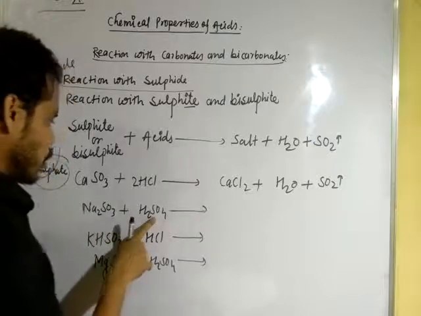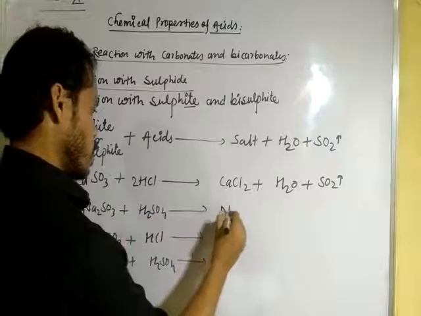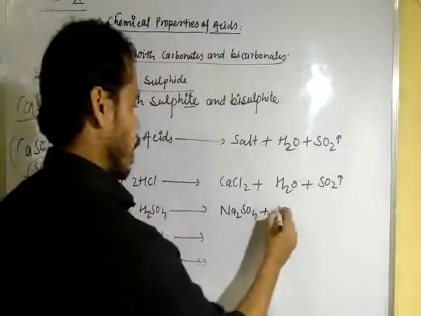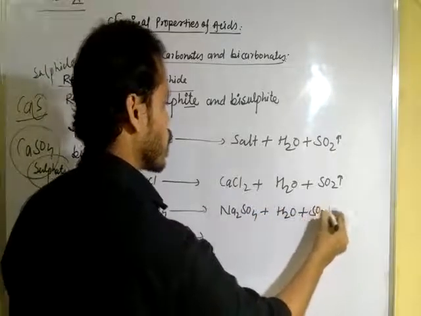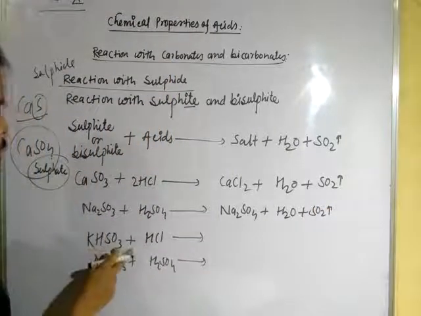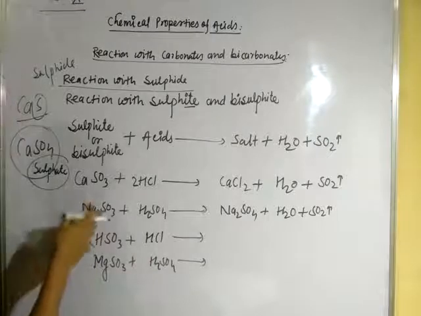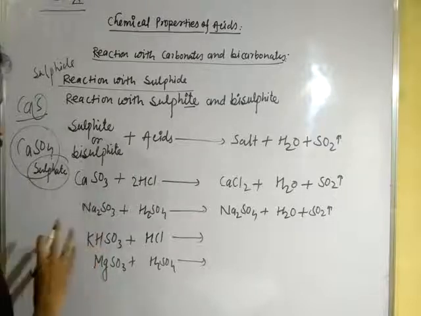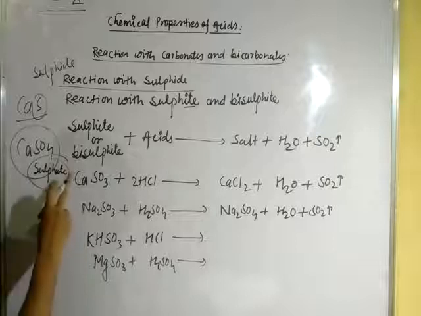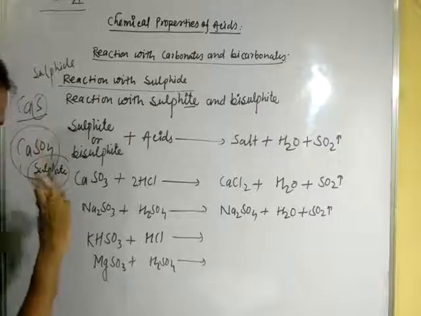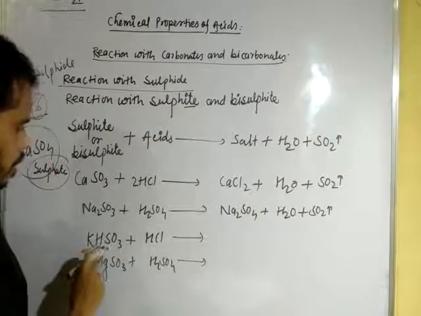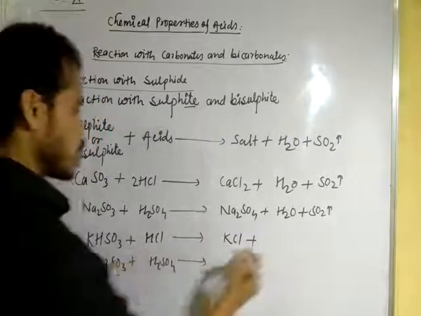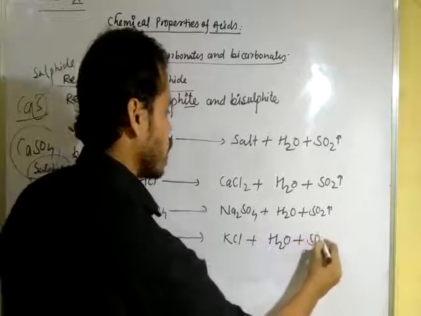This is the reaction. Now one by one we are doing here. Sodium sulfite when treated with H2SO4 forms sodium sulfate, Na2SO4, and H2O and liberates sulfur dioxide. Clear? Next one is potassium bisulfite. You can also take sodium bisulfite, calcium bisulfite, but here I am taking different kinds so you can remember lots of reactions after following this reaction.